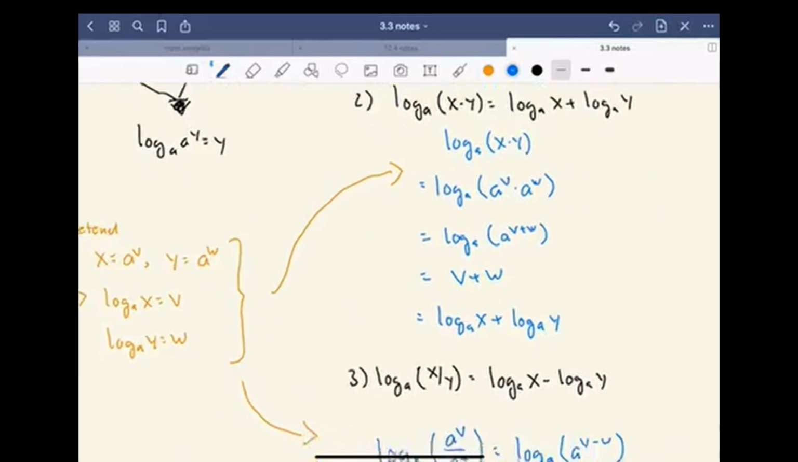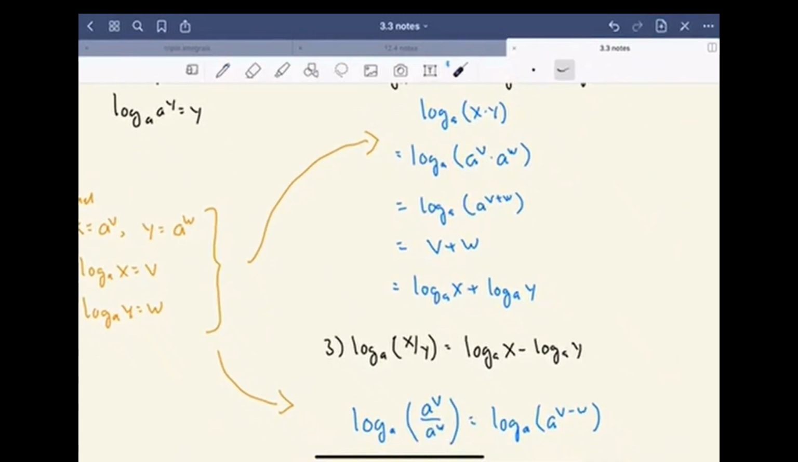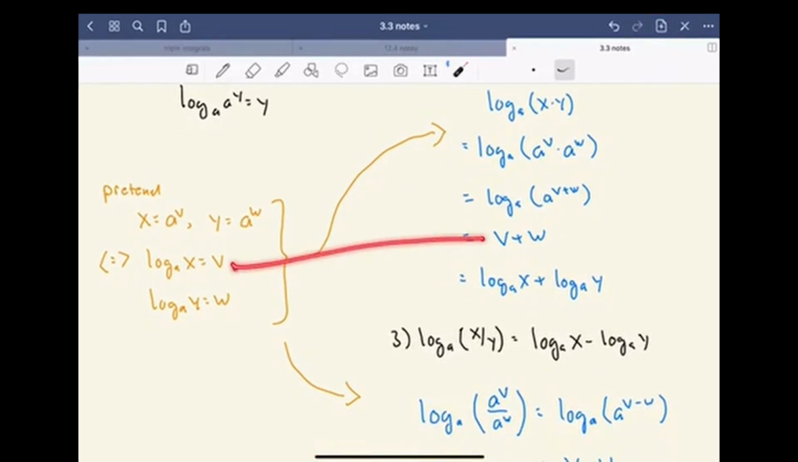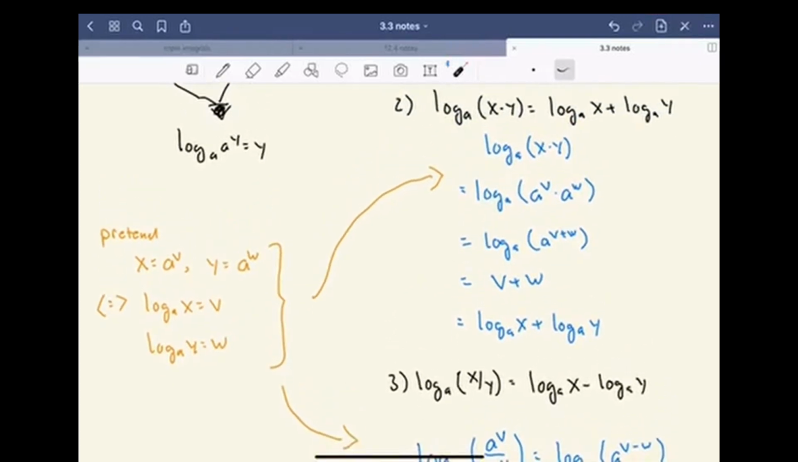Okay. So now, the log base a of a to the v plus w is just v plus w, right? You just get rid of the base and the log, they undo each other. But remember, way over here, v is log base a of x, and w is log base a of y. So we get our rule: multiplying inside the log gives you adding of the logs.